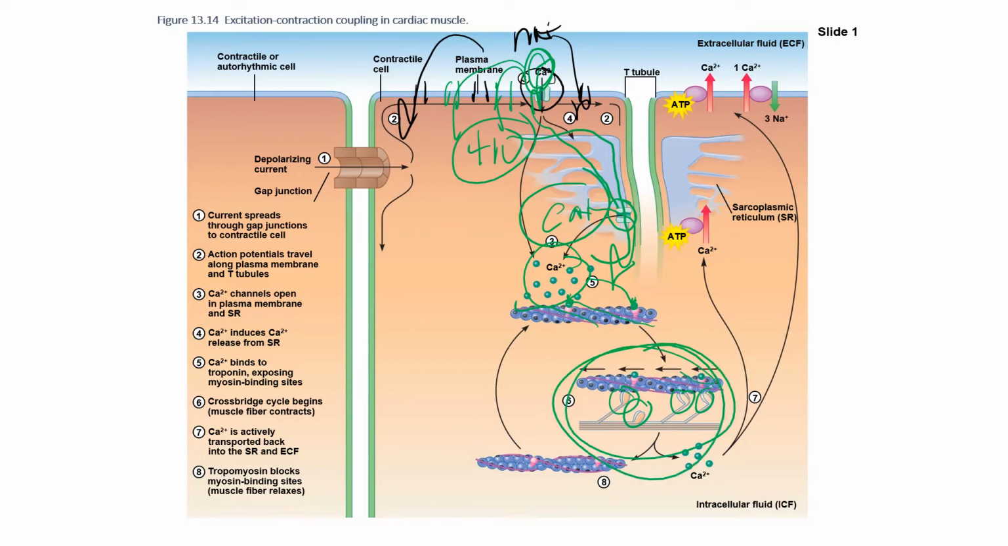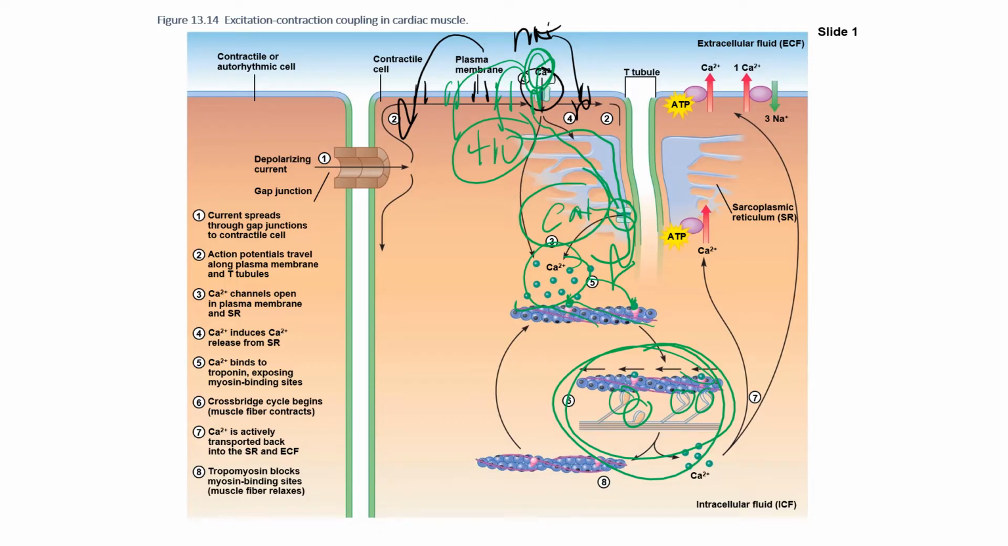Okay. This is how an action potential enables a cardiac contractile fiber to contract, right? This is how the action potential accomplishes it. This is what we call excitation contraction coupling, but now this is excitation contraction coupling of a cardiac muscle fiber compared to a skeletal muscle fiber.